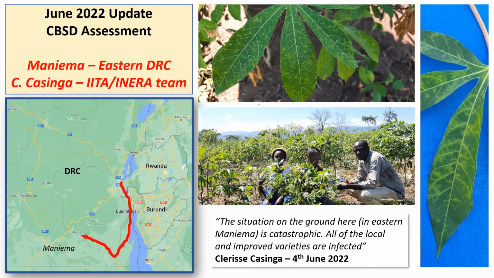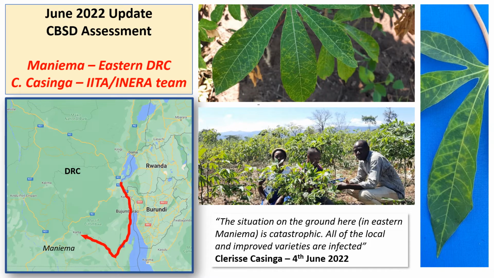Now, some of you who are followers of Cassava on Twitter may have been aware of the most recent work that's been done by Clarice Kasinga and the USAID CBSD team in Eastern Congo. They've recently traveled from Bukavu through South Kivu and into Maniema province. So this is now moving towards the center of DR Congo. Still more on the eastern side, but it's moving further westwards.